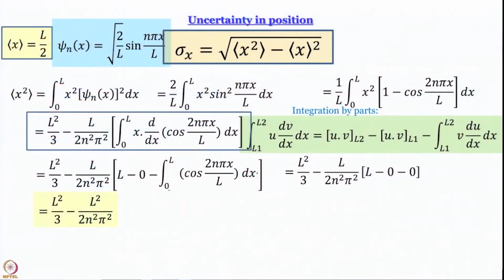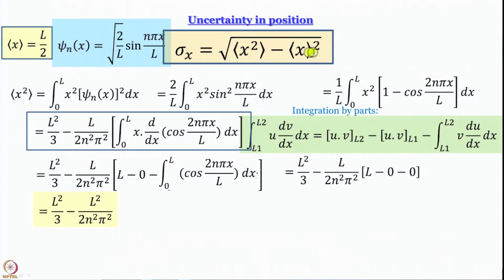This is where we stopped in the last module. We have worked out an expression for uncertainty in position, and that turns out to be L square by 3 minus L square by 2n square pi square. Well, to be very honest, we have not worked out the uncertainty in position yet. What we have worked out is the average value of x square, which is the first in the linear combination under square root sign in the expression for uncertainty in position.